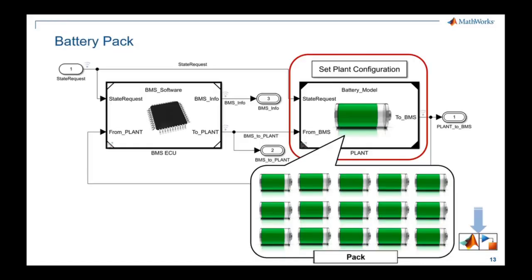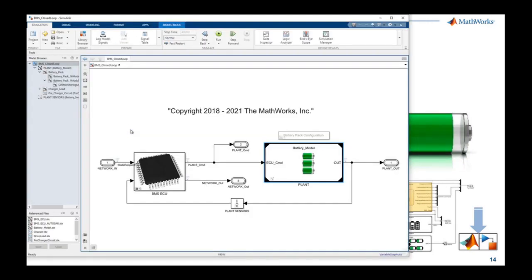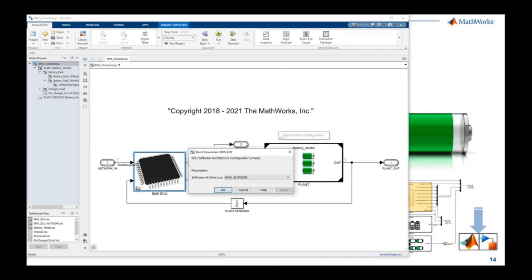So now if I go back to the presentation, we will have a look at the battery management system, so our controller. And if I go back to the Simulink model and enter inside the ECU, if I double click on it, you can see that this is again a variant subsystem, and it has 2 options: to use or not the AutoSAR software architecture. So here we do support AutoSAR Classic and also to some extent AutoSAR Adaptive.